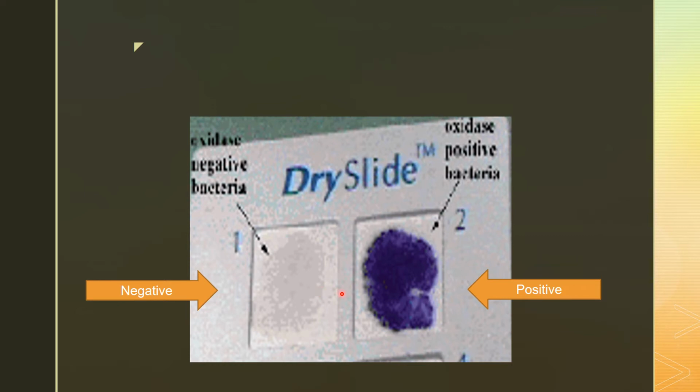So इसको हम करते कैसे हैं? हम एक स्ट्रिप लेते हैं या कमर्शियली अवेलेबल ऑक्सीडेज डिस्क भी आती है, उस पर हम डायरेक्ट जो हमारा कल्चर ऑर्गेनिज्म है उसको हम डायरेक्ट उस पर रब करते हैं विद द हेल्प ऑफ द इनोकुलेटिंग लूप. अगर उसमें कलर चेंज हो गया पर्पल कलर, दैट्स मीन वो ऑक्सीडेज पॉजिटिव है. अगर कोई भी कलर नहीं हुआ चेंज, दैट्स मीन वो ऑक्सीडेज नेगेटिव है.